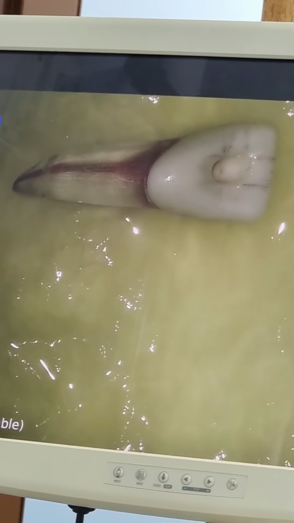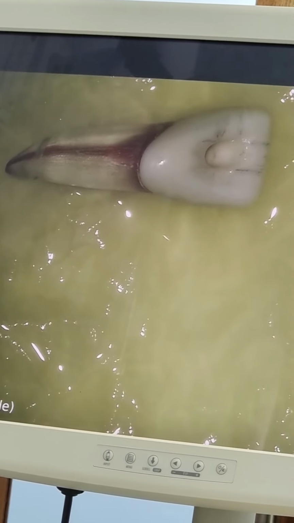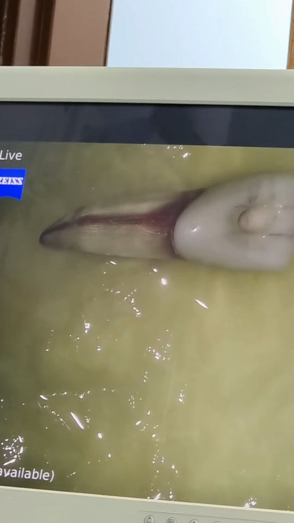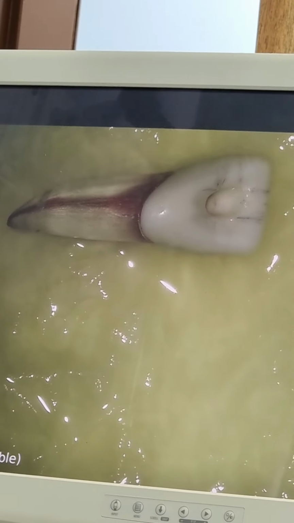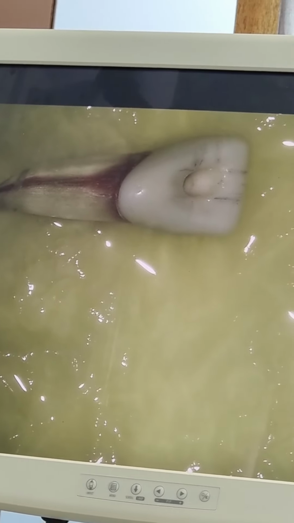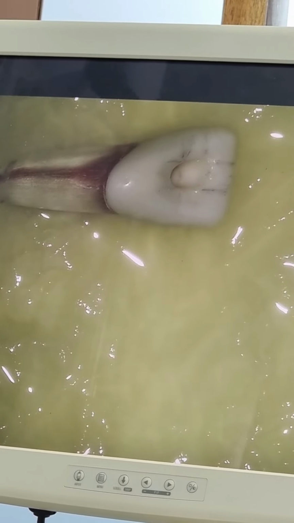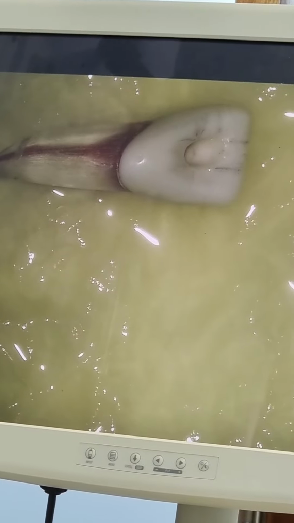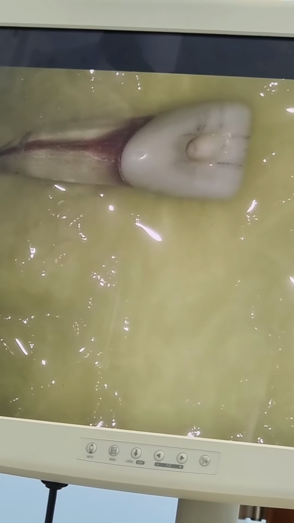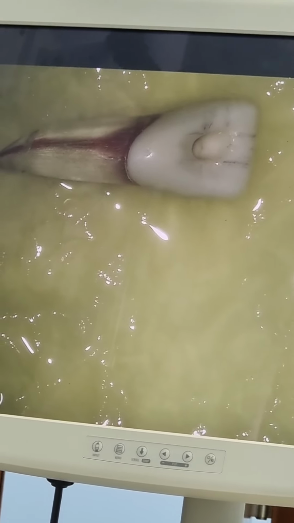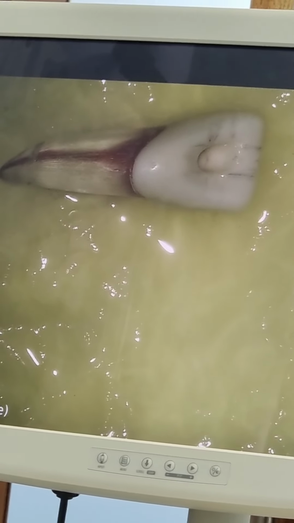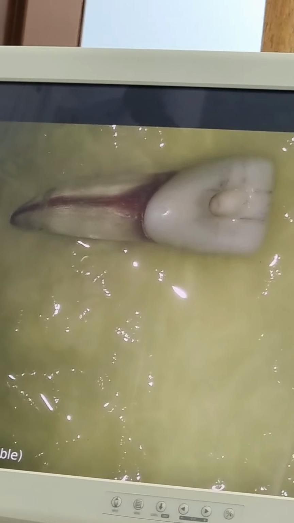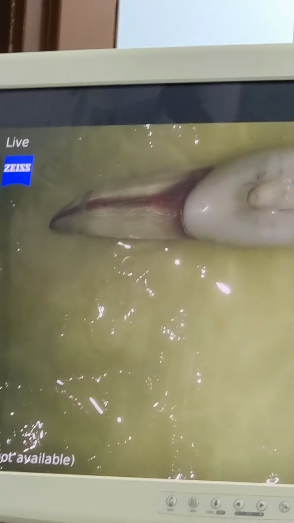Why? Because size 3 means it's bigger in size, size 2 is smaller in size. So we want this funnel shape preparation of the walls. Obviously if you use a bigger size more coronally and a smaller size more apically, you will get this shape of the walls. Apically doesn't mean going to the apical third. No, Gates Glidden should only be used, as I said, for coronal flaring, till the cervical third or at the junction of the cervical to middle third. Don't take it very deep into the canal.